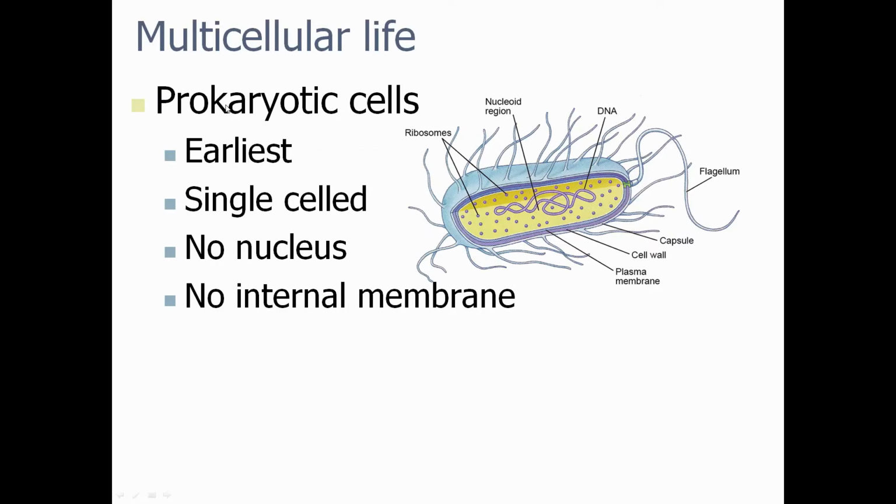Multicellular life: we started off with prokaryotic cells first. These were the earliest. They were single-celled. They had no nucleus, and they also had no internal membrane. If you take a look at their DNA, the DNA was a loop. They had ribosomes. Ribosomes are needed for producing proteins. They're made out of proteins just like you are, but they're single-celled critters, relatively primitive.